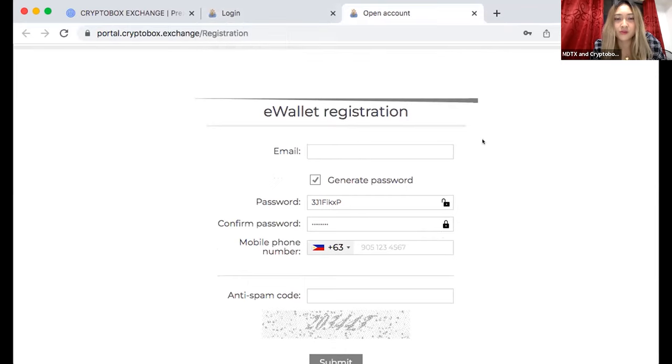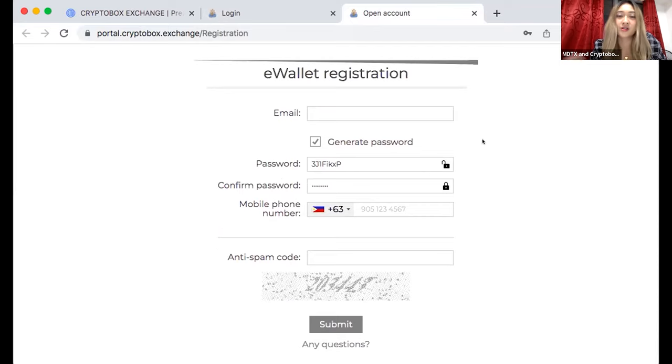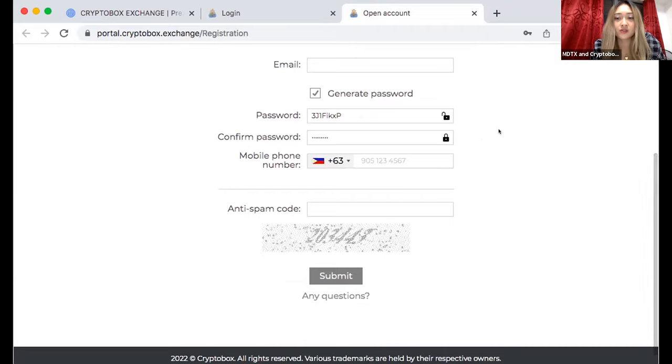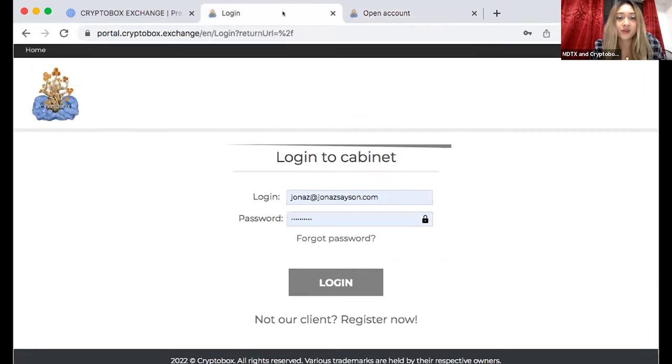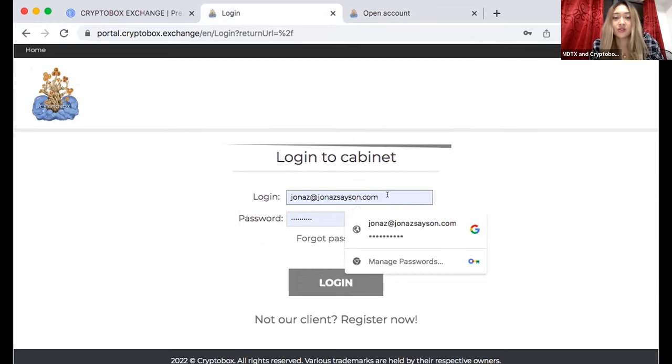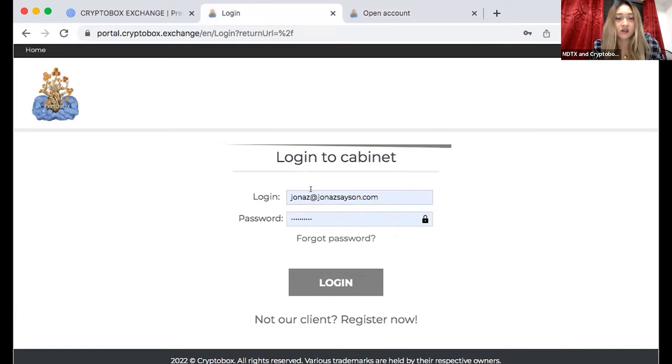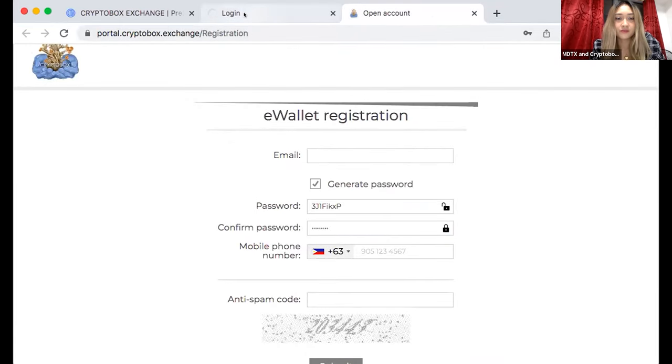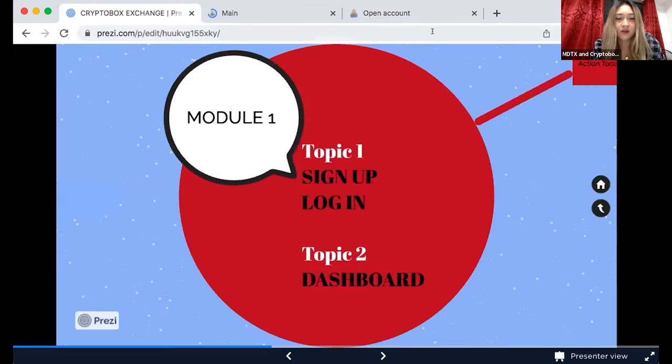But if you do have problems with registering, or maybe you've already registered, you can just reach out to us and we will try to fix it for you. Okay, so once you already have your account, you can just log in. This is the account that I'll be using. Okay, so we're done with topic one, which is the sign up and the login, really simple.